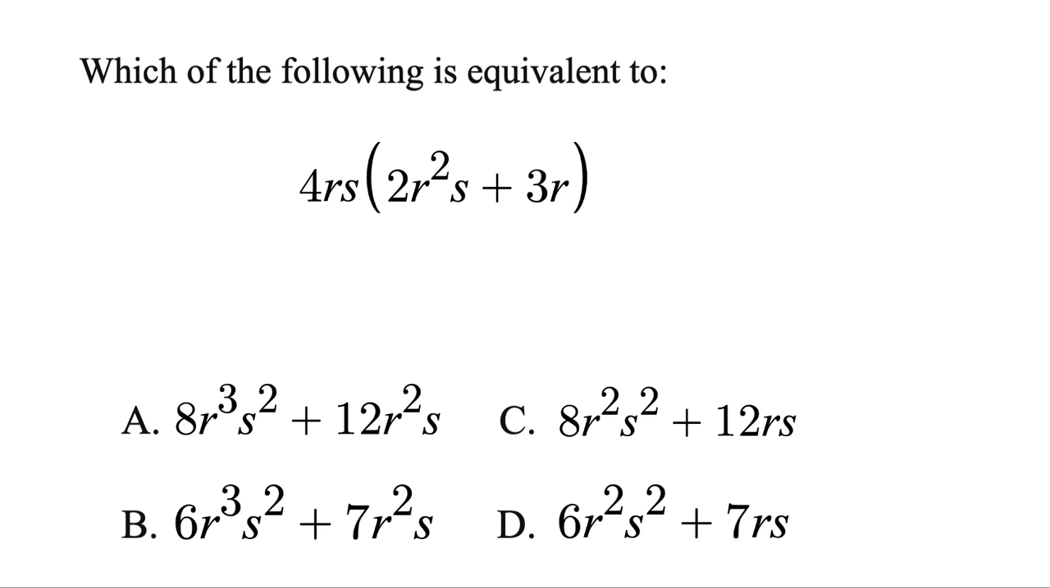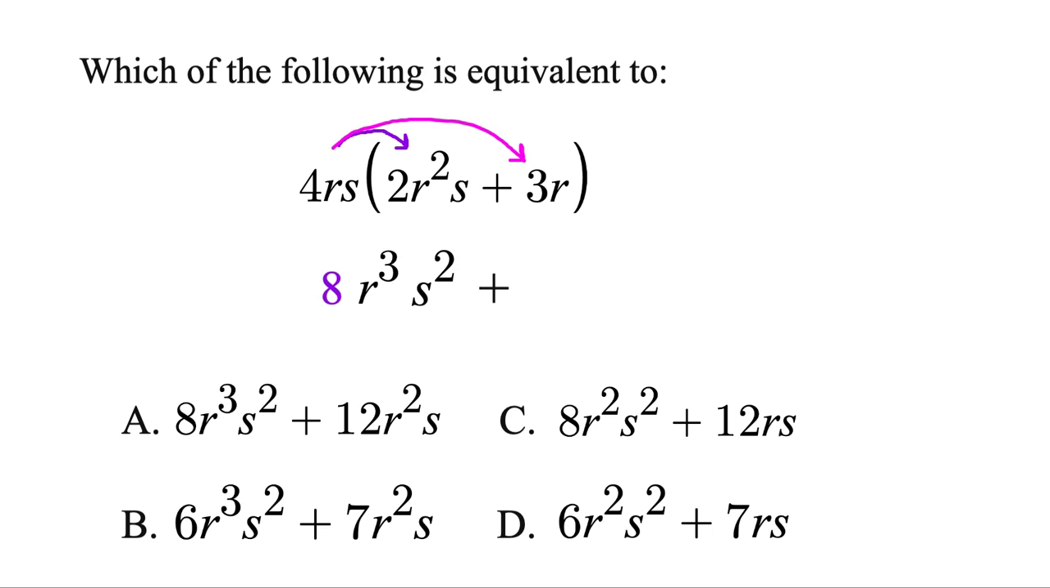This is another multiplication one. We're just going to go ahead and distribute, multiply this times this to start. So 4 times 2, 8. And 1r here, 2r's there, total of 3. And then 1s times 1s, so s squared there.